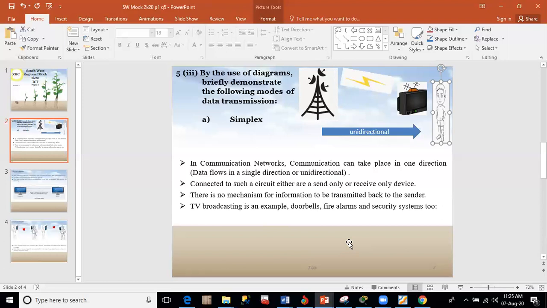But there are other forms of doorbell that you can use to communicate and ask the person, who are you? We're not talking about that. We're talking about the mechanism where when you ring, it passes and you get it in your house. Fire alarms, the same thing, and security systems too.